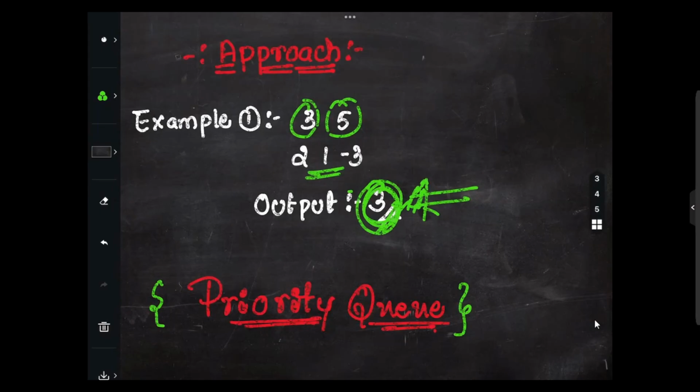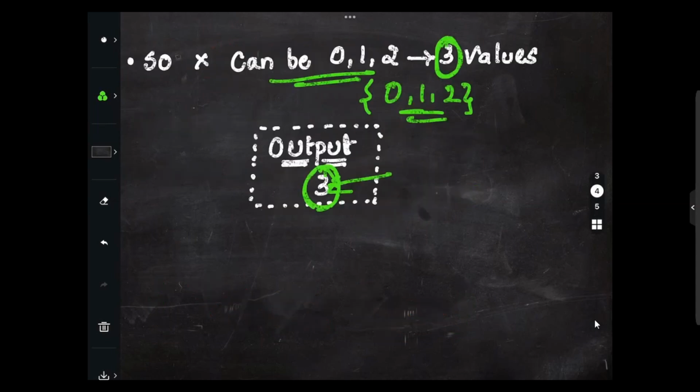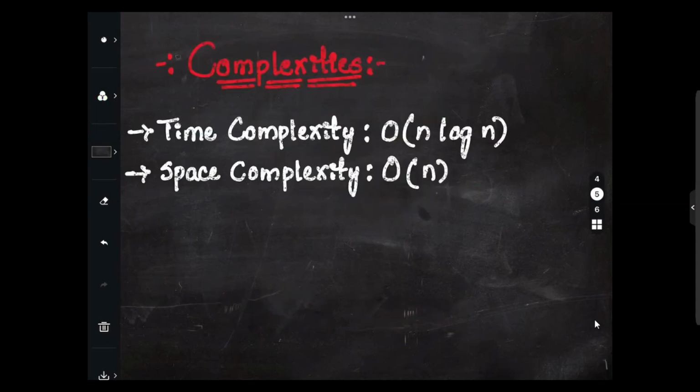As we are completely familiar with the approach, let's discuss the complexities part. So what will be the overall time complexity here? Overall time complexity would be big O of n log n. So why is it n log n, right? Because we are making use of the priority queue here, right?